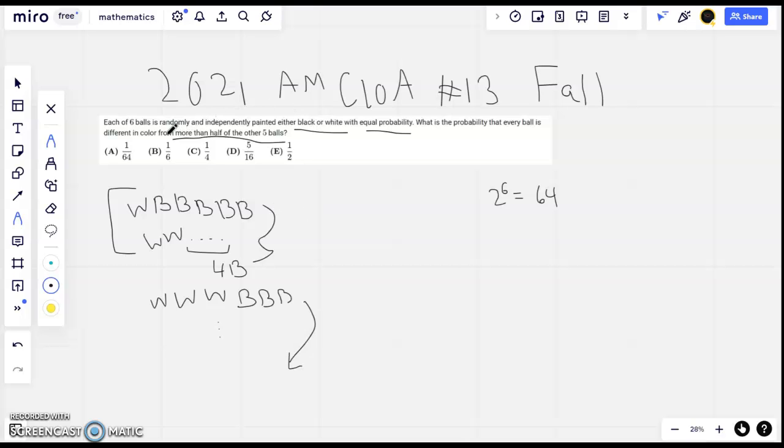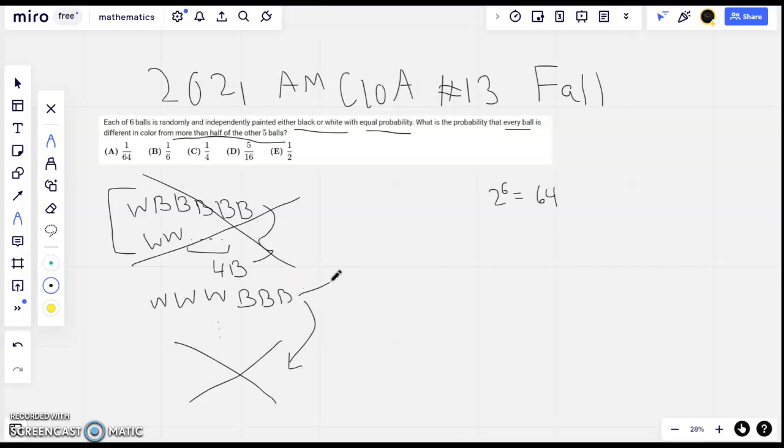Because the question says that every ball is different in color from more than half of the other 5 balls, the case where there's 1 white and 5 blacks, 2 whites and 4 blacks, and vice versa, which is basically symmetric, we cannot count this at all because it does not satisfy our condition.